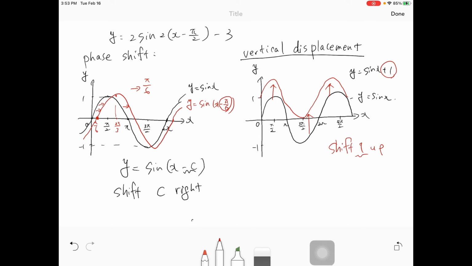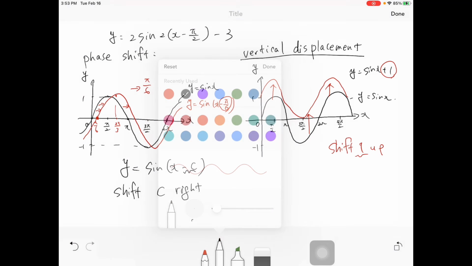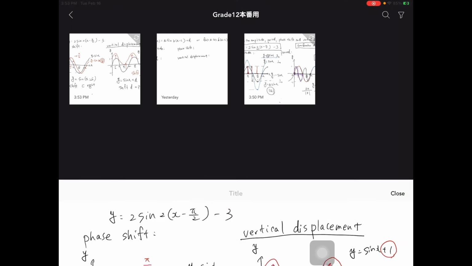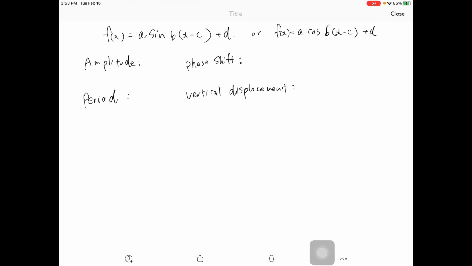So if it's positive, it shifts up. If it's negative, it shifts down. So if you have the function y equals sine x plus, let's say, plus d, this means we shift d up. Okay. So finally, let me conclude it.